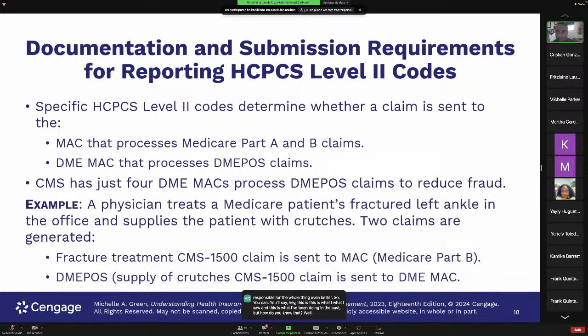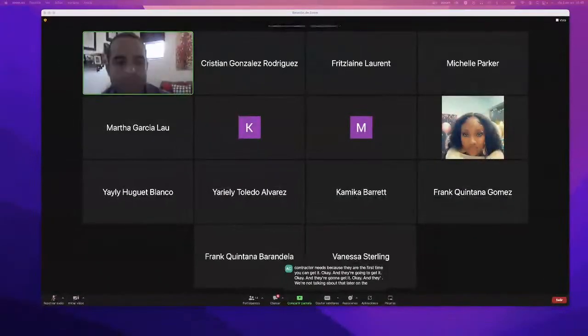But how do you know that? Well, you do it by knowing what the MAC or medical administrative contractor needs, because they're the first that are gonna get it. And they're gonna get it for Medicare Part A and Medicare Part B. We're gonna talk about that later, what the definitions are.